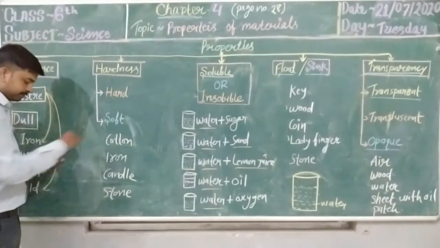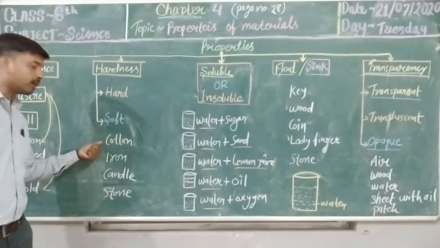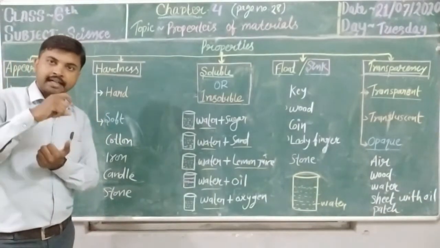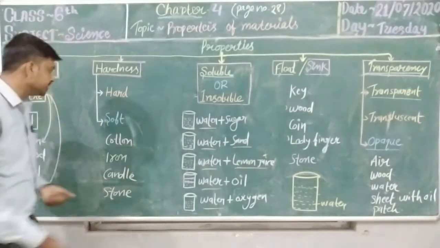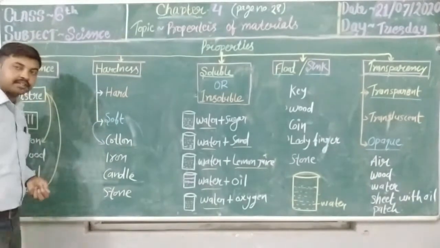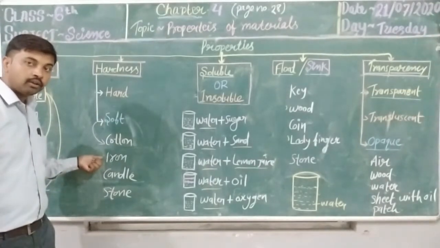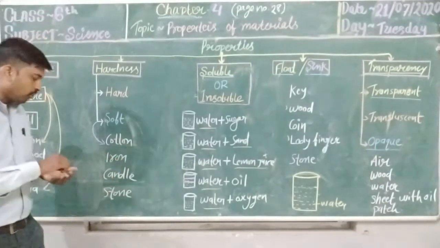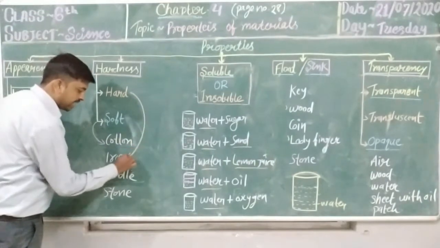Hard and soft. I take some examples here, cotton. If we take cotton, can we compress cotton, or scratch the cotton with our nails? Yes, it means it is a soft substance. Then when we talk about iron, can we compress iron, or scratch iron with our nails? No, it means iron is a hard substance.